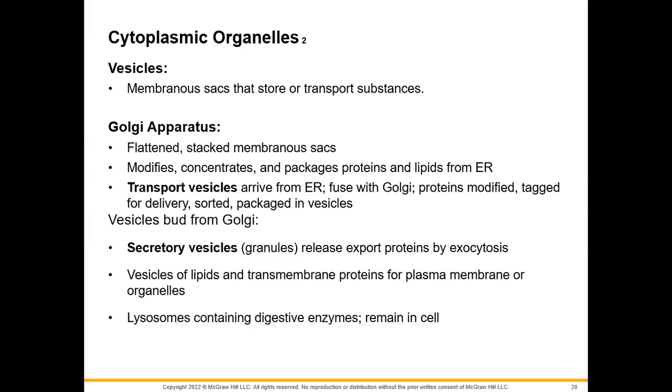They're tagged for where they need to be delivered, sorted and packaged in vesicles, and the vesicles will bud off from the Golgi. They'll go in secretory vesicles to be released for export by exocytosis. Some of the vesicles of lipids and transmembrane proteins are exocytosed in order to become embedded in the plasma membrane or in the membranes of other organelles. And lysosomes are vesicles containing digestive enzymes, and they remain inside the cell.